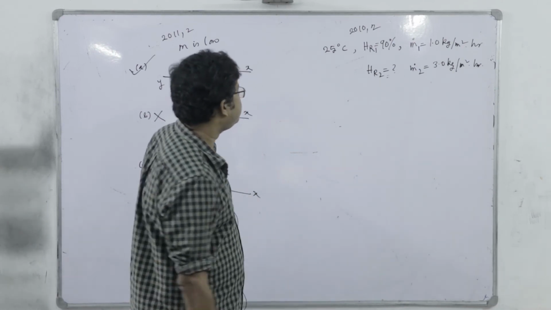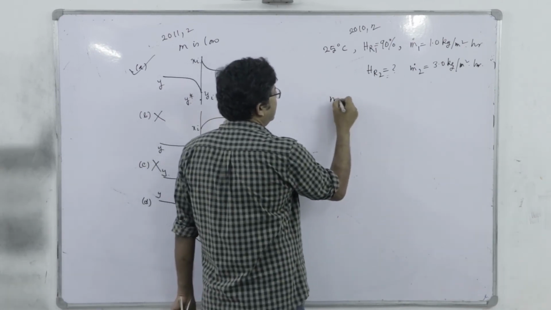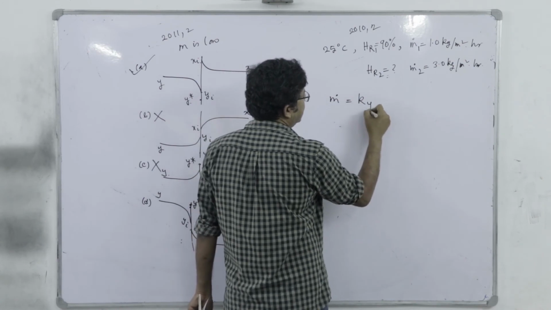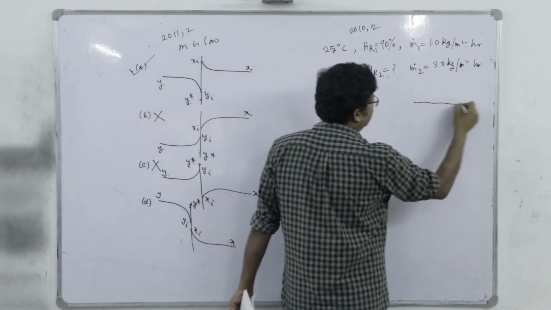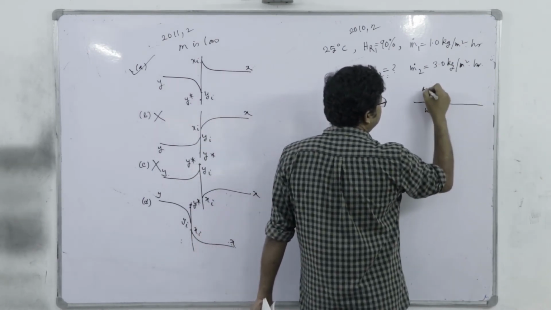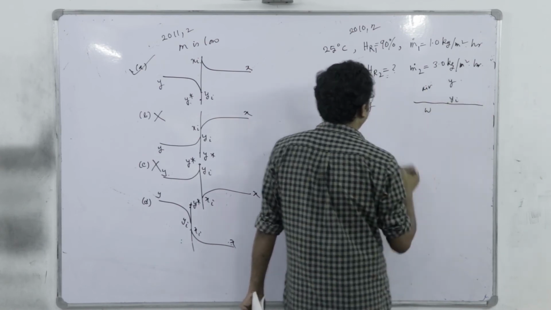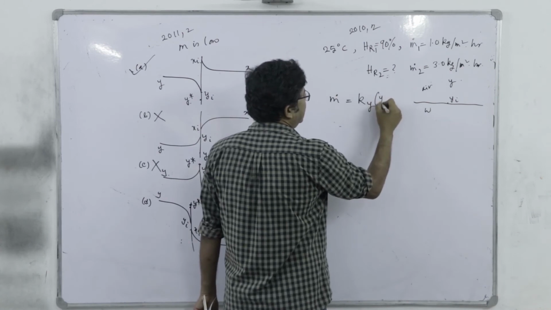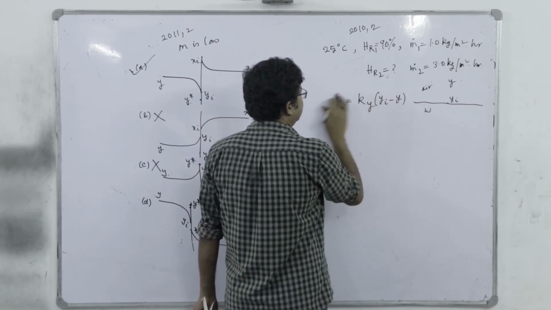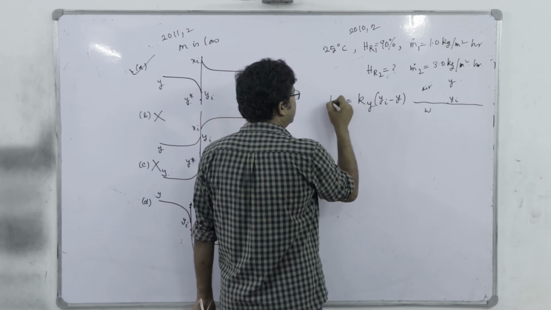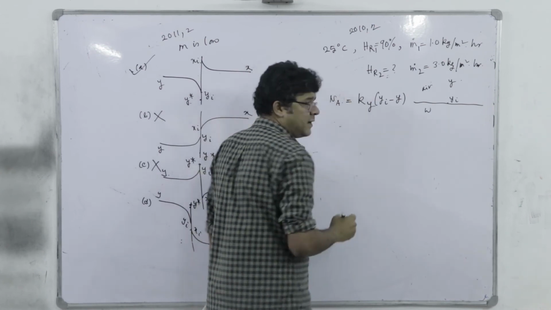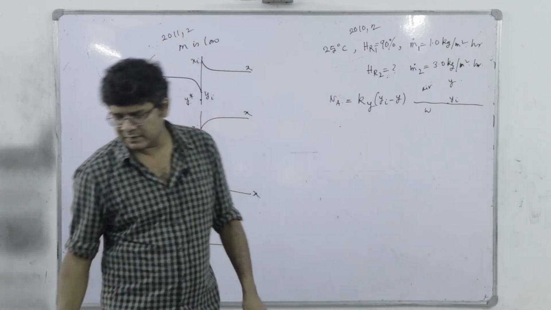Now you see m dot is equal to ky. Say we have the surface, this is water, this is air, and here this is yi, this is y. So you can write it is ky into yi minus y, and that's equal to Na, the molar flux, correct? That's the molar flux.